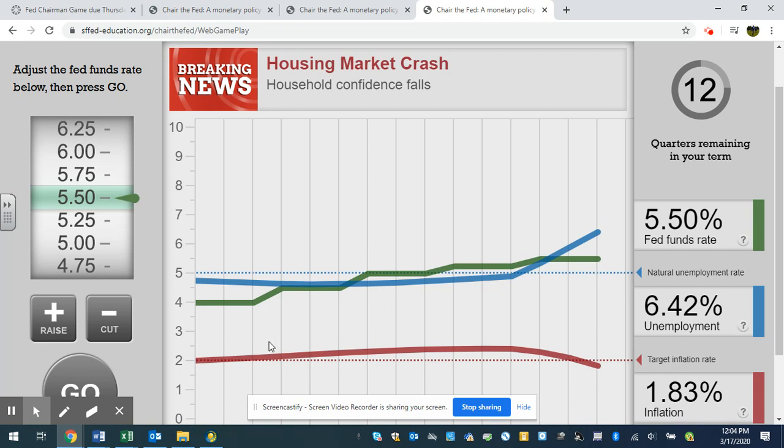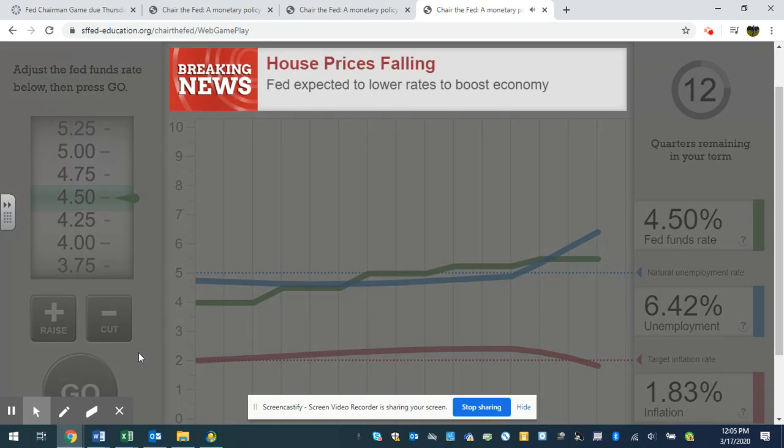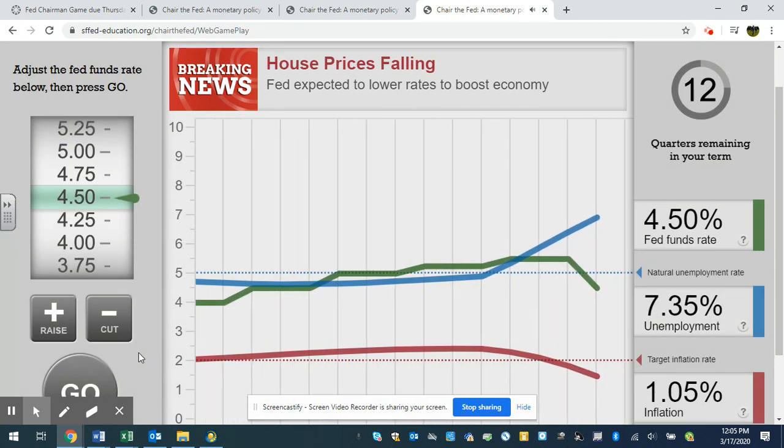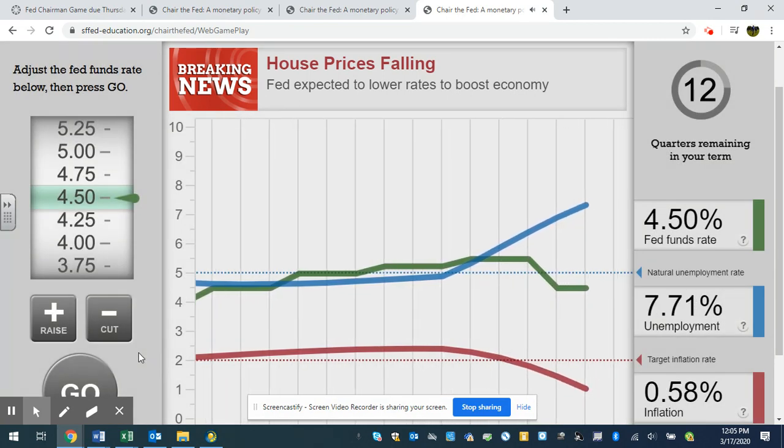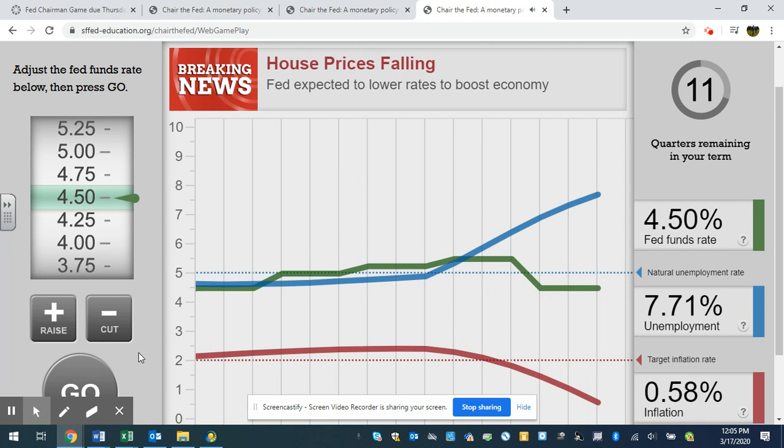When unemployment's going up because we're in recession, what do we do? We cut rates. Okay, I'm going to cut it by a full percentage. I gave it four clicks and let's see what happens here. House prices continue to fall. So in other words, the recession is getting worse. Okay, so we need to cut rates even more. Let's be pretty drastic here.